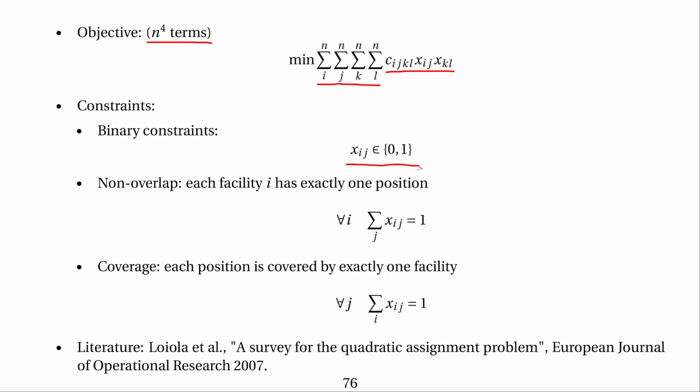As constraints, we have the binary constraint that all variables need to be either 0 or 1. Then, identical to this other assignment problem, the linear one that we discussed, we have non-overlap. Each facility i has exactly one position, and this is modeled for all i, sum over j of xij equals 1. There will be n such equations. Then we have coverage. Each position is covered by exactly one facility. So for all locations j, we have this equation, sum over i of xij equals 1. Again, there will be n such equations.